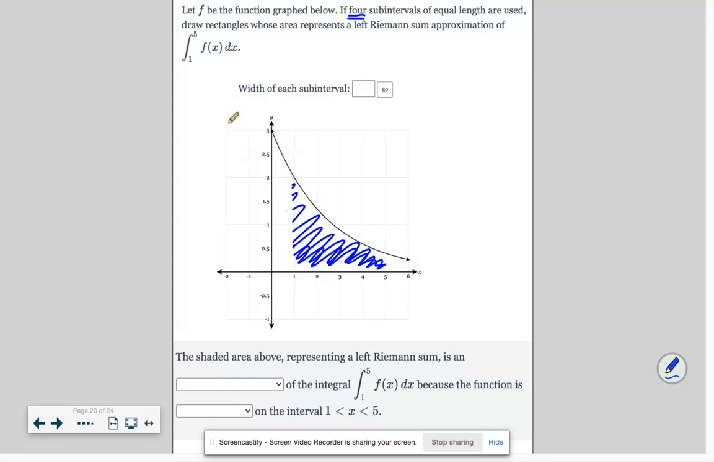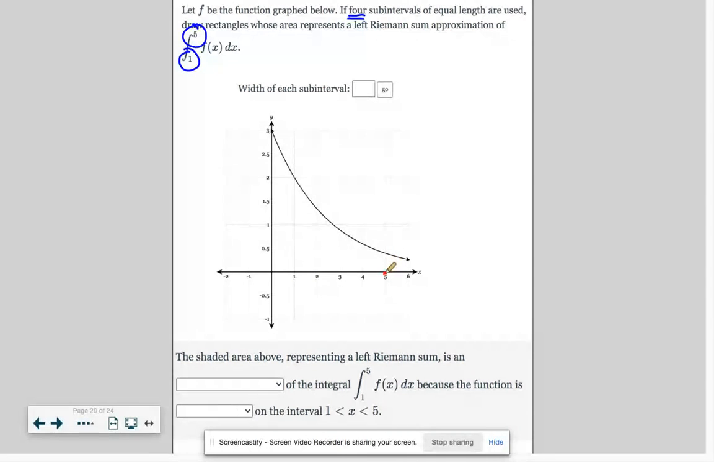Okay, now I know it's from 1 to 5 because that's what these numbers here are telling me. That's telling me where they want us to start and where they want us to stop. Okay, so you're finding the area of this blue space. Now they also explain in the directions that you're going to divide this region, excuse me, into 4 subintervals. And remember, we want them to be equal in size.